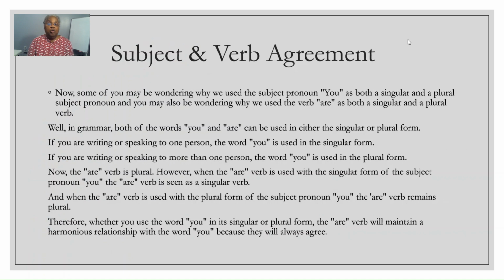Now, the are verb is plural. However, when the are verb is used with the singular form of the subject pronoun you, the are verb is seen as a singular verb. And when the are verb is used with the plural form of the subject pronoun you, the are verb remains plural. Therefore, whether you use the word you in its singular form or plural form, the are verb will maintain a harmonious relationship with the word you because they will always agree.